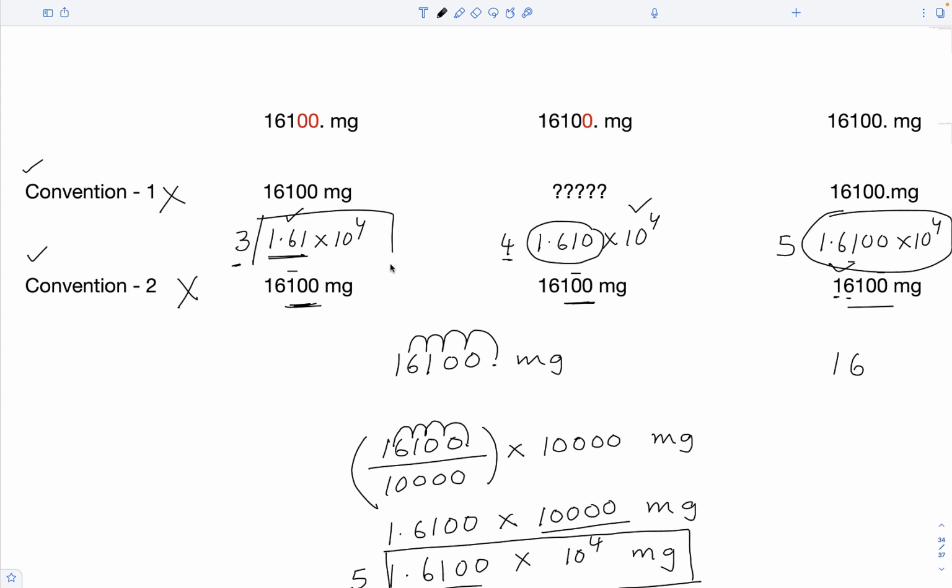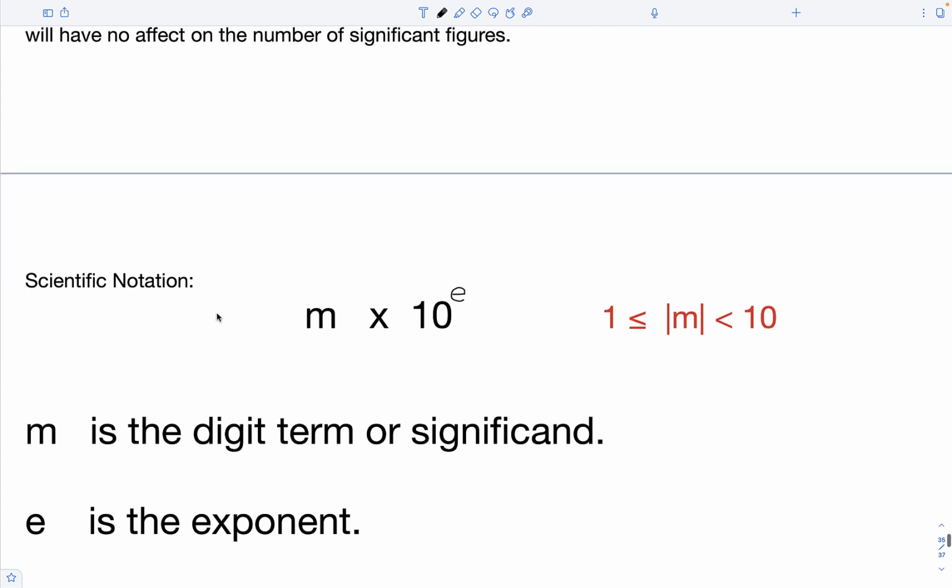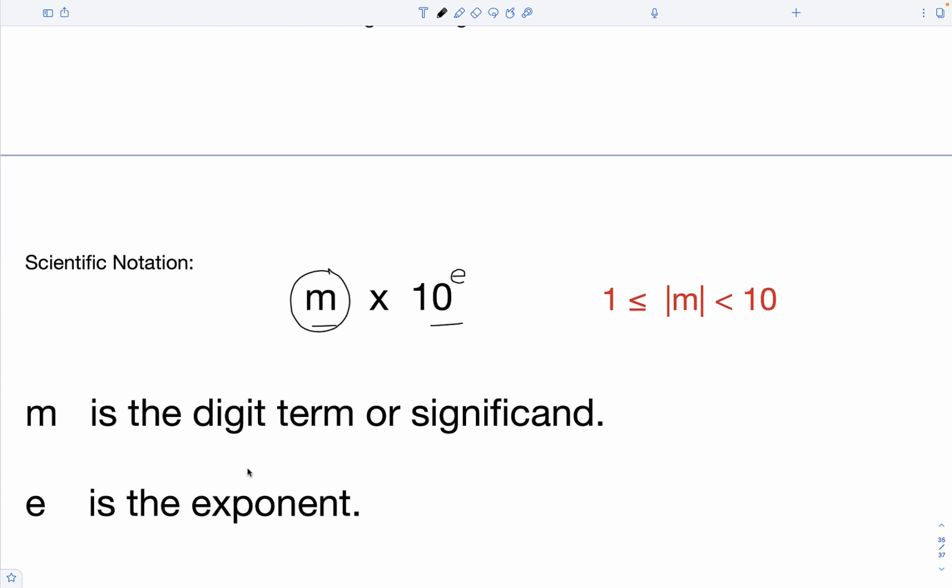And this is what we call scientific notation. So what we did here is we represented these measurements in scientific notation. And here is the general form of scientific notation. It is a product of 2 terms. This term is called the digit term or the significand, and this term is called the exponent term, and this E is called the exponent. And remember, the magnitude of the significand must satisfy this condition.